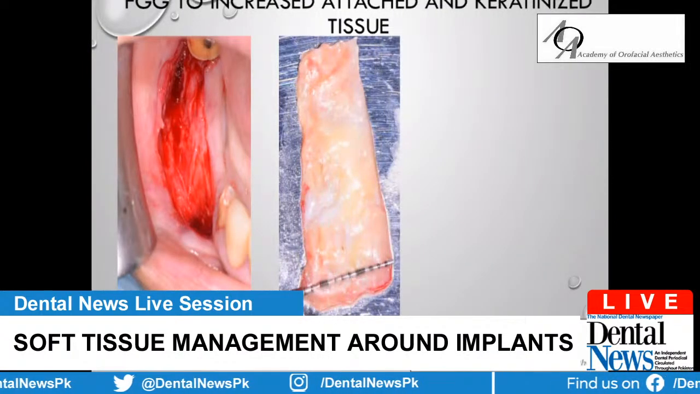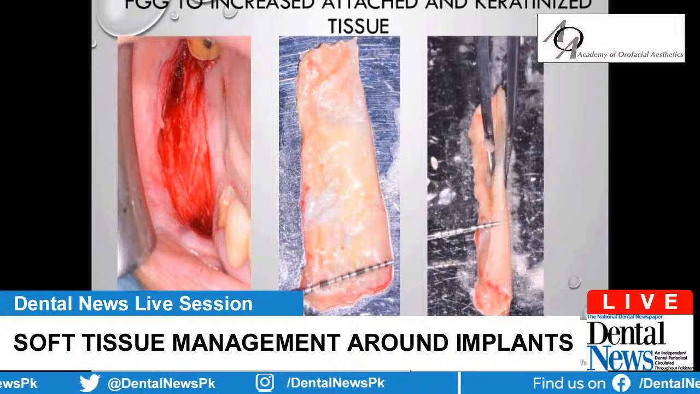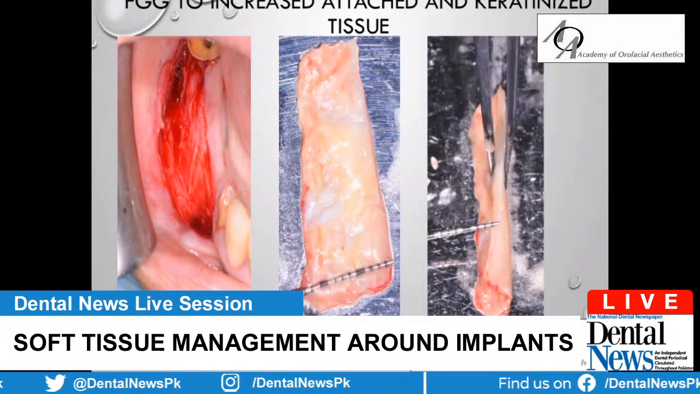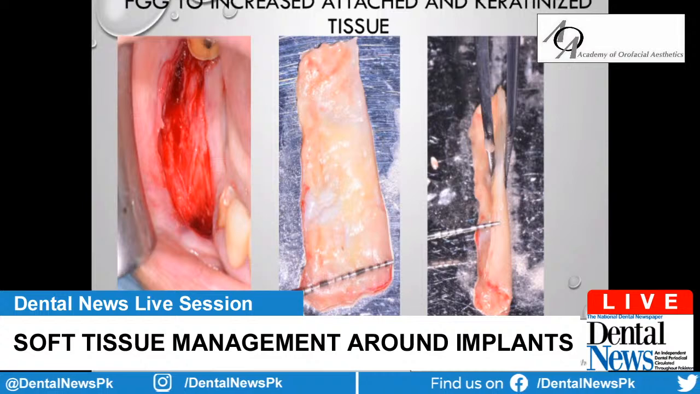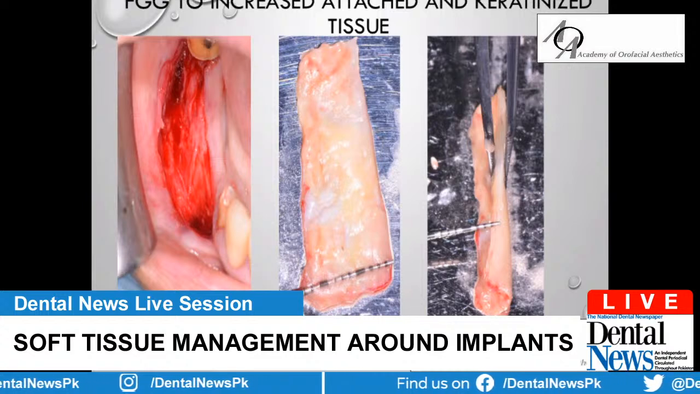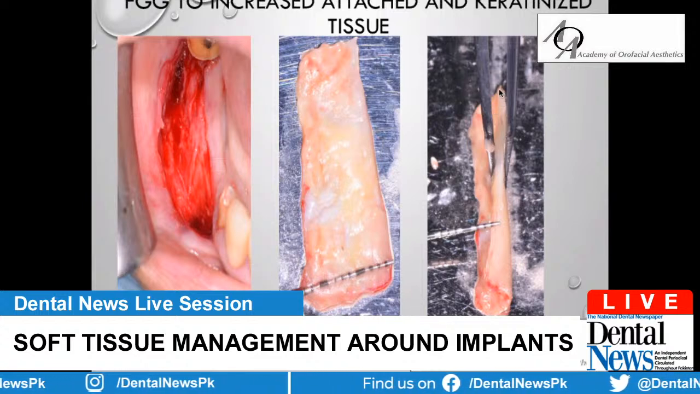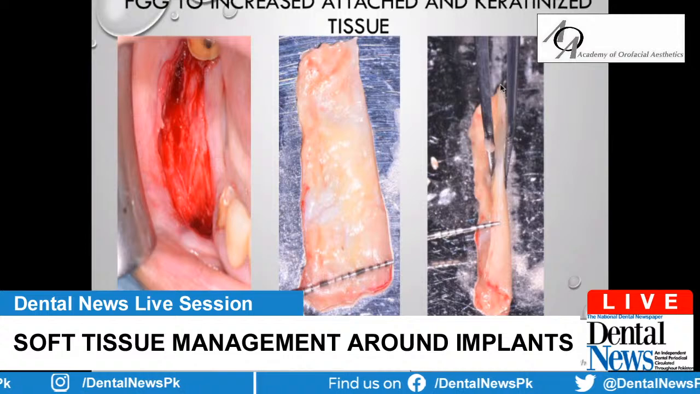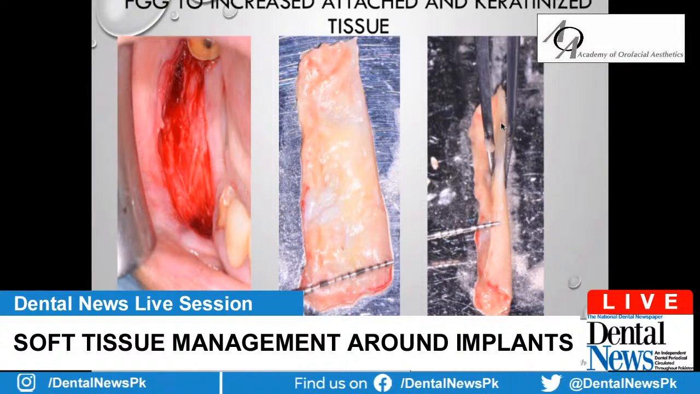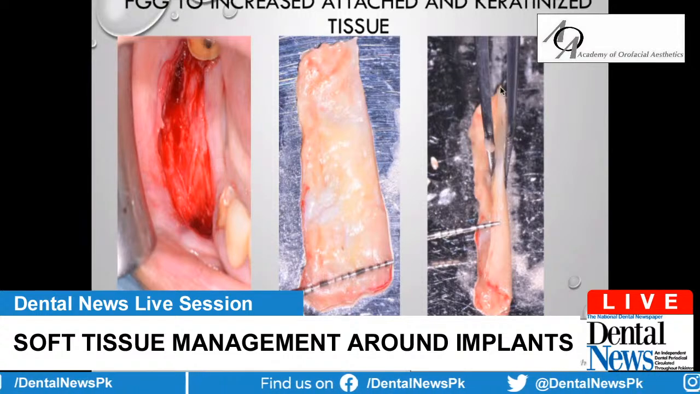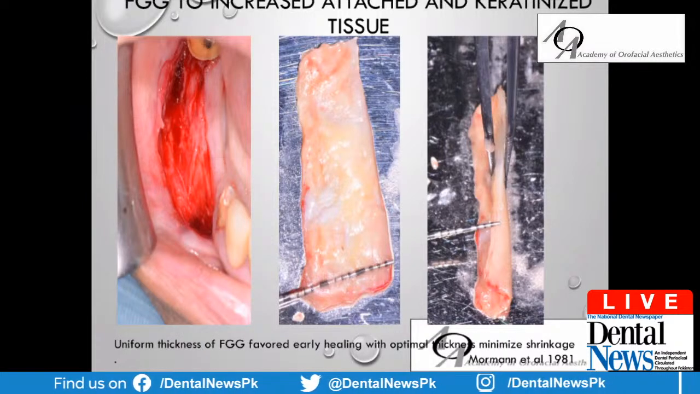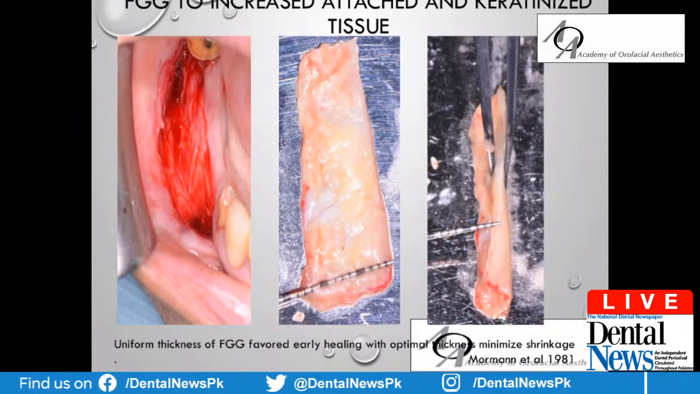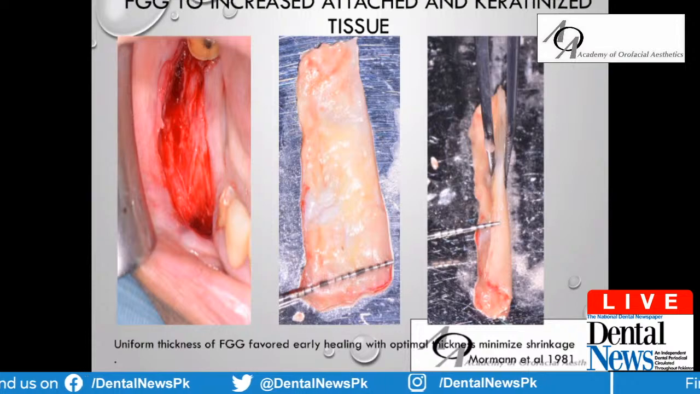This is the free gingival graft. We took it from the palate. Uniform thickness of the free gingival graft favors early healing and optimal thickness minimizes shrinkage. If we have a thickness of more than 2 millimeters, then it will probably take more time to heal and has more shrinkage. So not more than 2, and ideally you should not go less than 1.5.